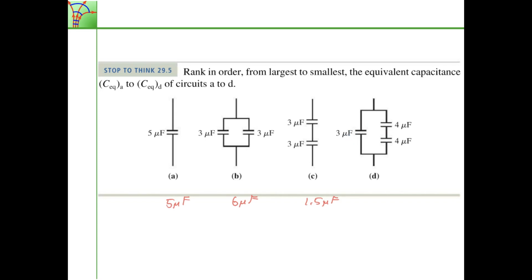Now here, it's a two-step process. We have to add them individually. So these two are in series. We can add those first. The equivalent of these, remember, is going to be 1 over 4 plus 1 over 4. So you have two identical ones, cut them in half, you get 2 microfarad. Then I have a 2 microfarad in parallel with a 3 microfarad. So this becomes 5 microfarad. All right, so the largest one will be B, and then the next largest will be A, which is the same as D, which will be greater than C.